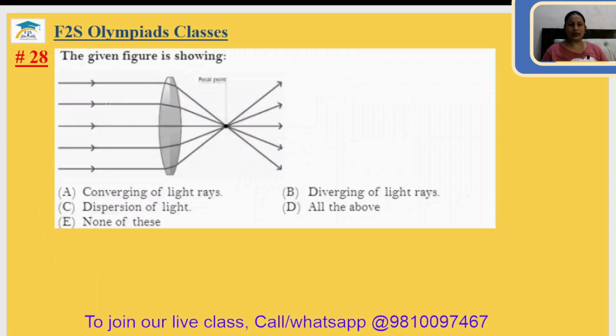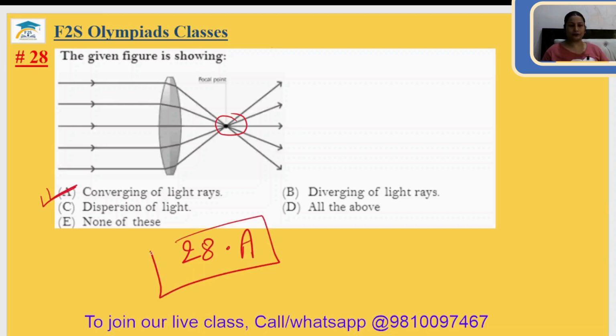Question number 28. The given figure is showing, so in this figure, this is your focal length. So converging of light rays. Converging means when the light ray passes through a lens or a mirror and it meets at a single point. This is known as converging of light rays. And here it is happening. Diverging means when the light rays come and move away from each other. Then it is known as diverging. So the 28th answer will be option A.